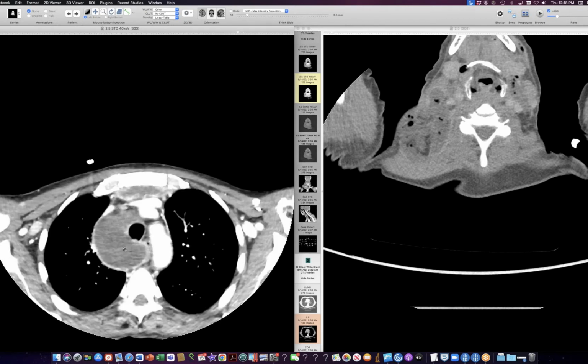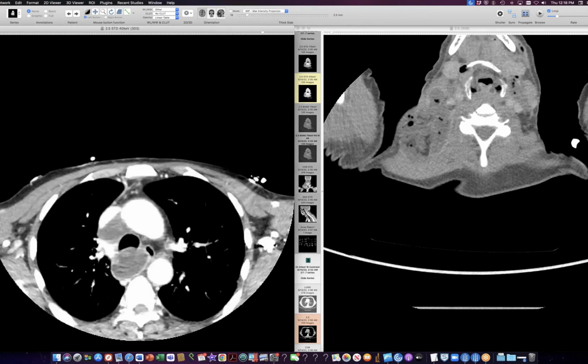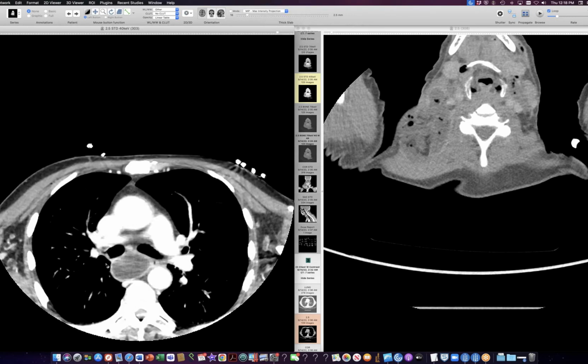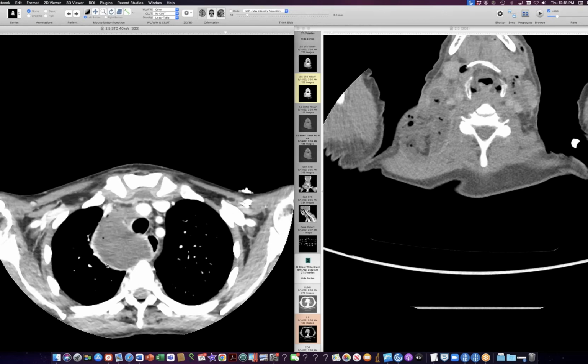And some organisms have been identified, some gram-positive cocci, but we don't have culture results yet to speciate, but it's probably going to be staph, maybe strep. So a big abscess from an infected tooth extending down into the mediastinum.